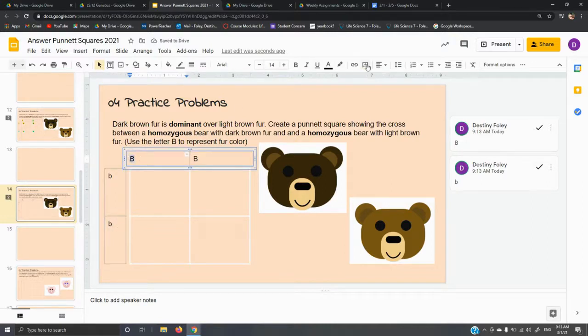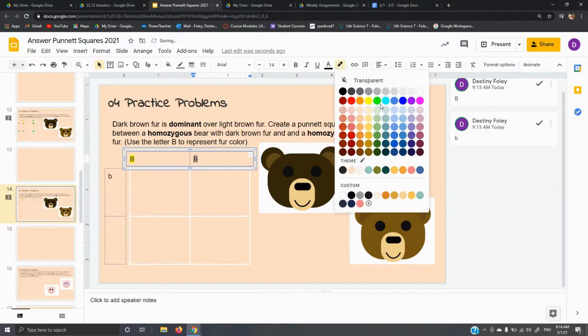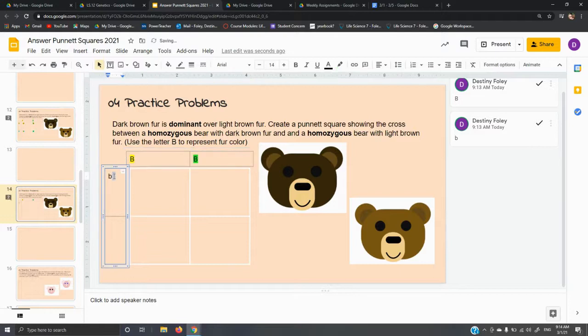I'm going to highlight them again. You do not have to highlight. Please do not ask your teacher if you have to highlight, because the answer is going to be no, you do not have to. I am doing it so that you can see the differences in where the alleles are going. So you do not have to highlight.